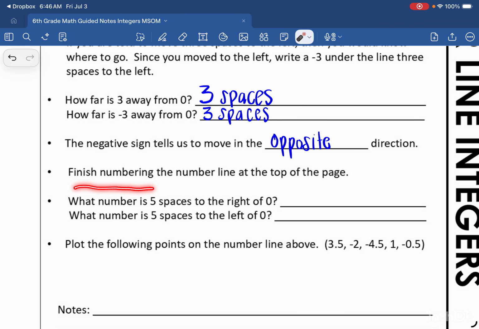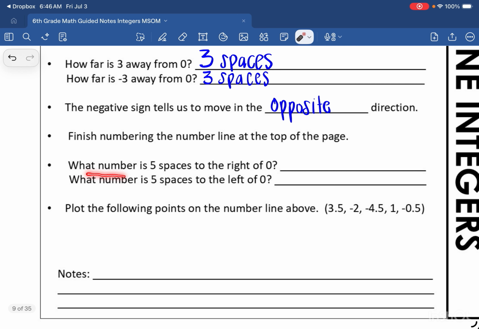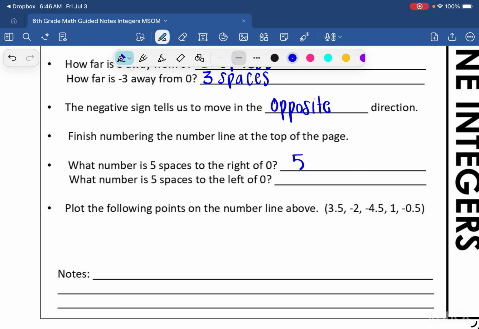Finish numbering the number line at the top of the page. So we have 0 in the middle, then to the right we have 1, 2, 3, 4, 5, and back to 0 in the middle going to the left, we have -1, -2, -3, -4, and -5. What number is 5 spaces to the right of 0? Well, that would be +5. What number is 5 spaces to the left of 0? That would be -5.